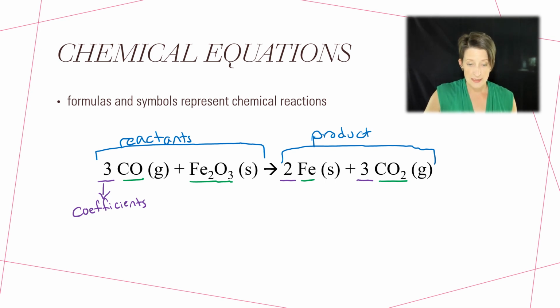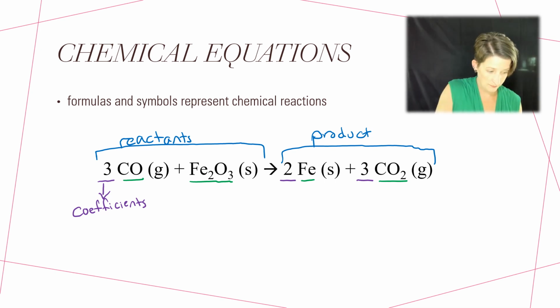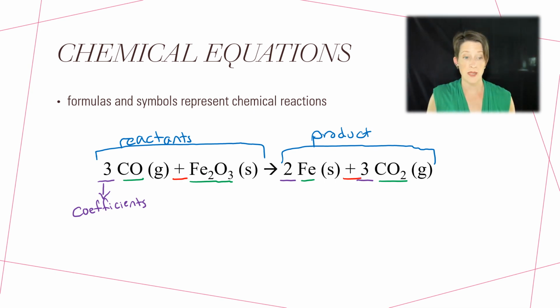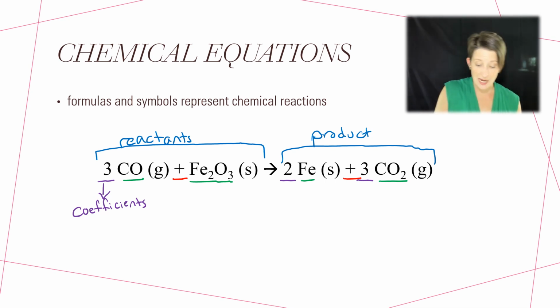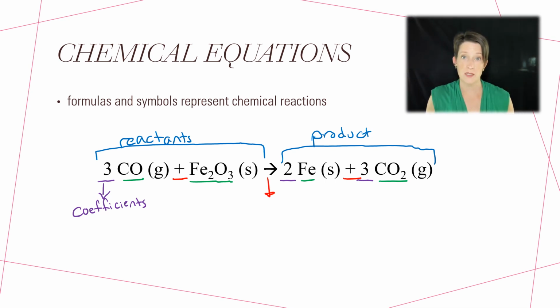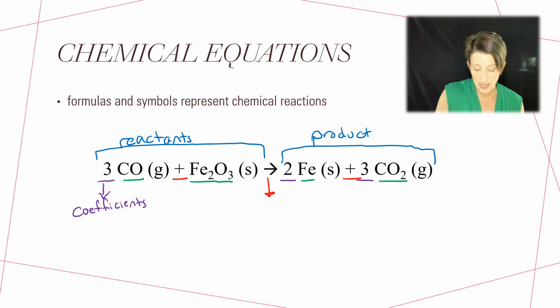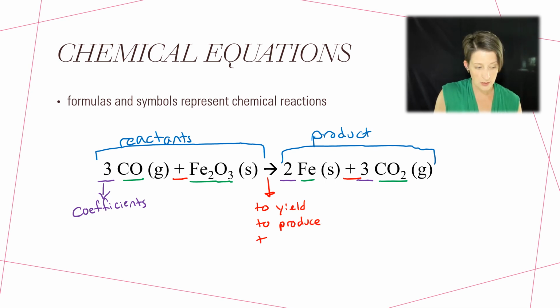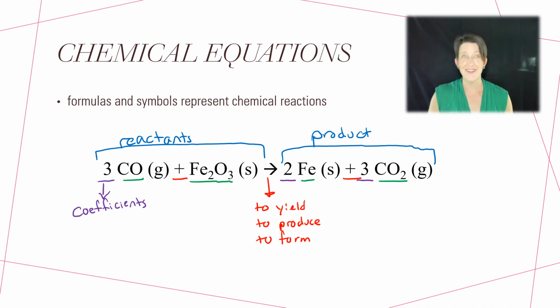The plus signs just tell us that there's one or more of the compounds present. And then the arrow is what separates our reactants from our products. The arrow can mean to yield, to produce, to form, to make, whatever other synonym, in English, you can use for those words.